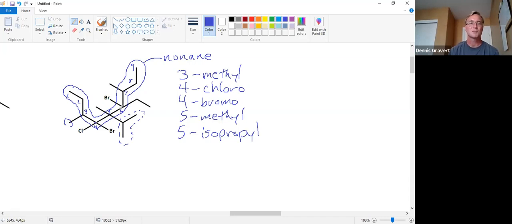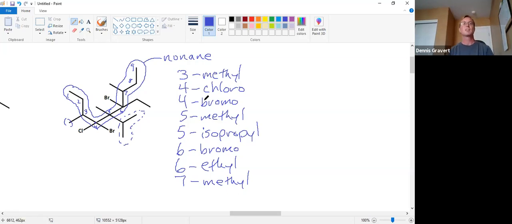Number 6, 2 forks in a row as I walk down the main trail. Bromine on my left off of 6. And on the right side, there's an ethyl group off of 6. I'm almost done. This is a long trail. Go to carbon 7. There's 1 branch. It's a methyl branch. And then 8, 9, I'm done. Walked that whole trail, found all my groups. What do you do with these? Alphabetical order.